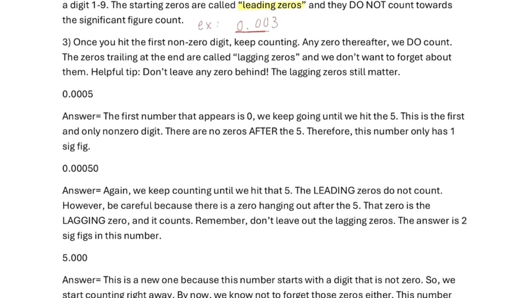Leading zeros do not count towards the ultimate significant figure total. So you'll see here 0.003. Those first 3 zeros don't count, so that's just one sig fig. On the opposite end of the spectrum, if there are zeros hanging out at the end of the number, so they'd be after that 3, we do count them. And these are called our lagging zeros. So as you'll see here, I put 2 more zeros after the 3, and those do contribute. So in this one, we'd have 3 sig figs.